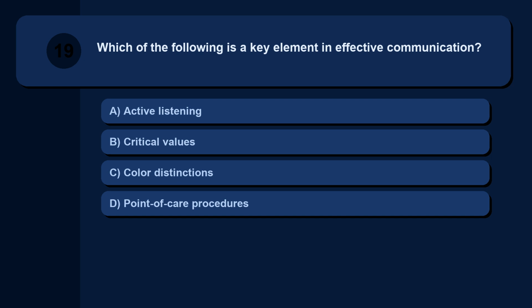Question 19. Which of the following is a key element in effective communication? Active listening. Critical values. Color distinctions. Point of care procedures. Active listening is a crucial component of effective communication, involving full concentration on the speaker, understanding their message, and responding thoughtfully to avoid misunderstandings.